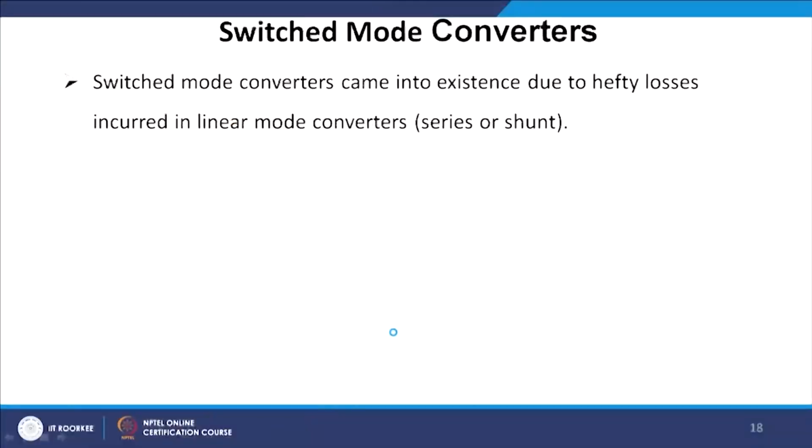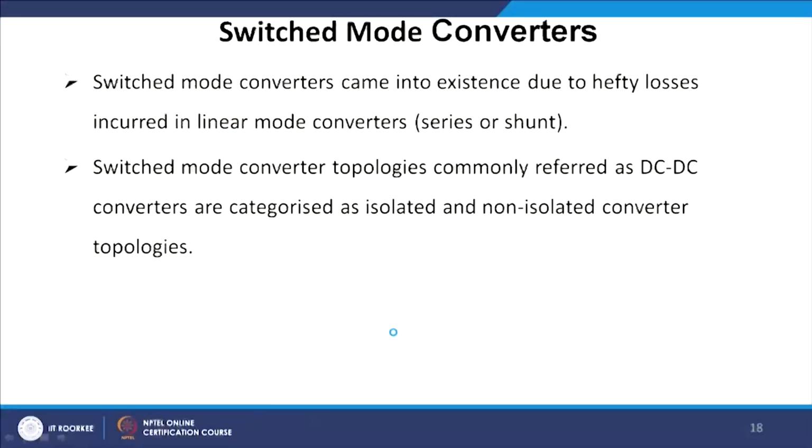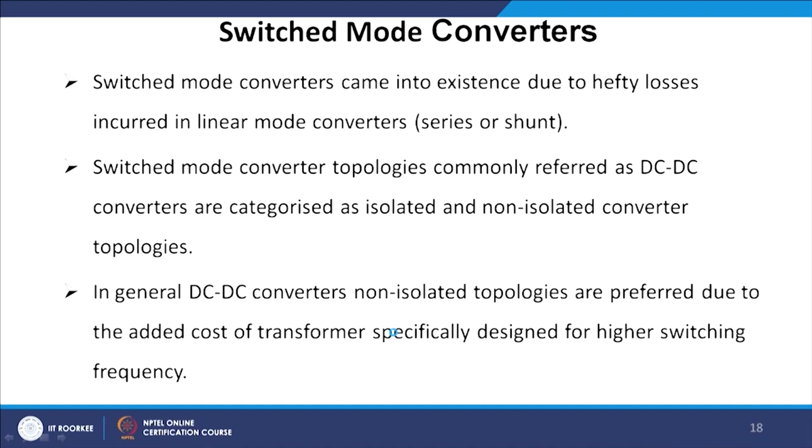Now, other components in case of my DC smart grid are switched mode converters. Switched mode converters came into existence due to hefty losses incurred in linear mode converters, either series or shunt type. Switched mode converter topologies, commonly referred to as DC-DC converters, are categorized as isolated and non-isolated converter topologies. In general, non-isolated DC-DC converter topologies are preferred due to the added cost of a transformer specifically designed for higher switching frequencies.